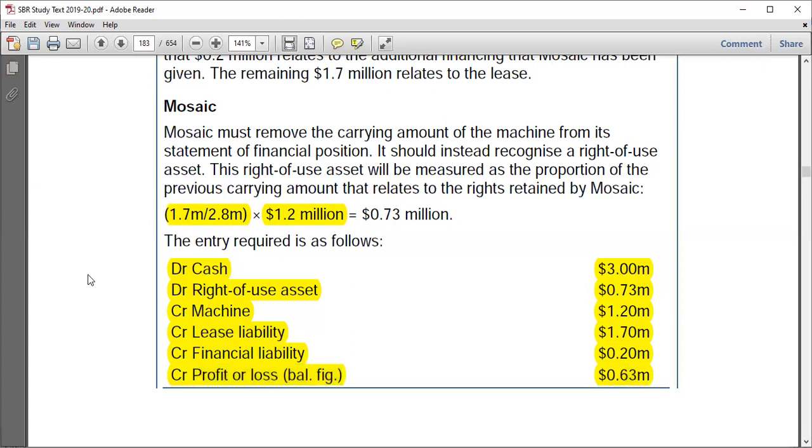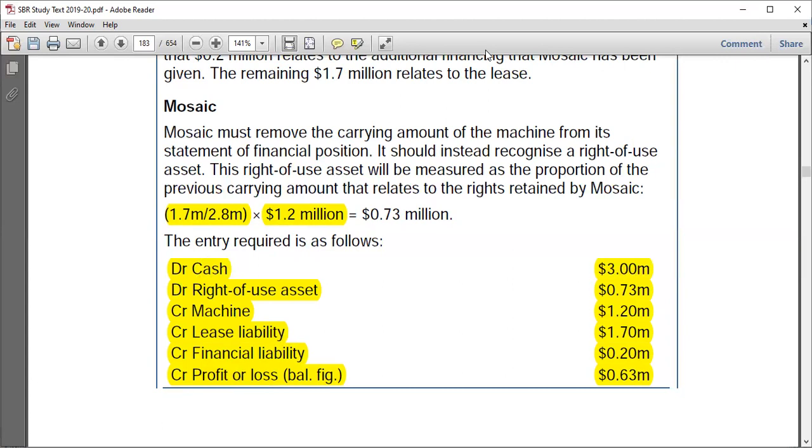So I suggest that when we deal with sale and leaseback, learn to know these first points: right of use asset, lease liability, and then you sell, you have cash, you also recognize the asset, and the rest will follow, right? So this is all I had to say in this situation.